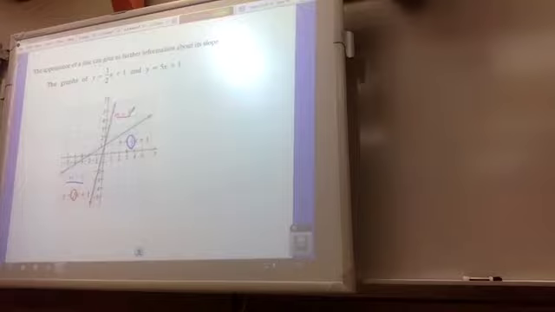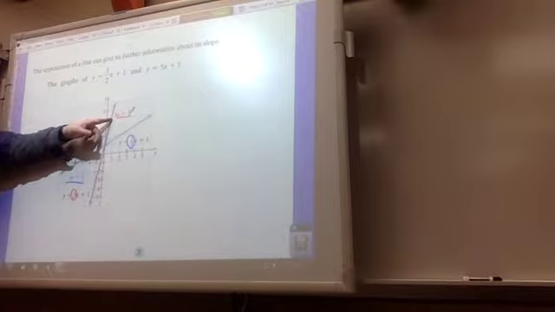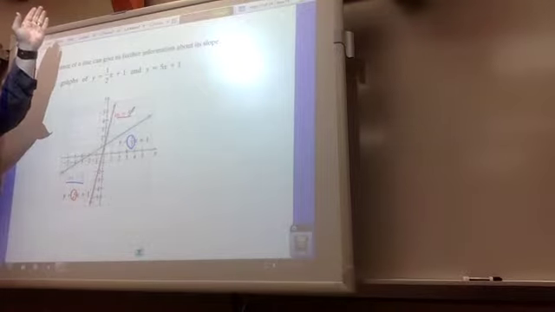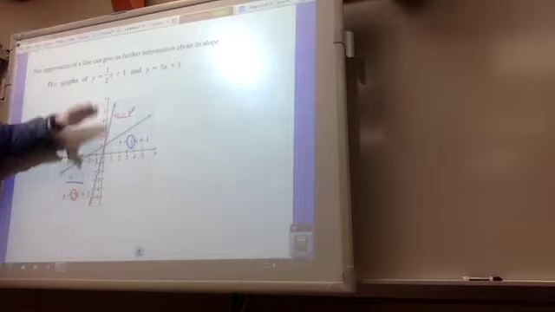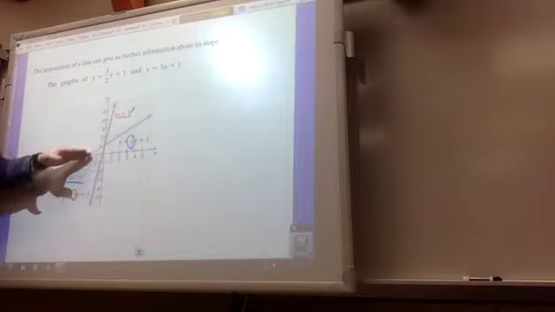So in general, for positive numbers, the higher the number, the steeper you are. If this slope was 10, that's really steep. A slope of 1/10 would be really flat.